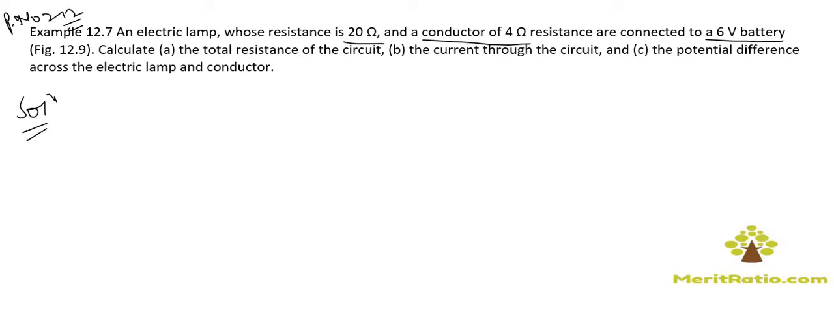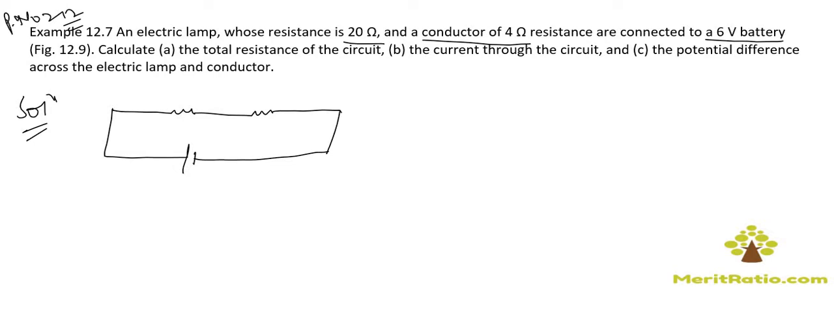So first of all, we are required to draw the diagram of the given situation. So this is our given situation. The value of R1 is 20 ohm and the value of R2 is given as 4 ohm, and the value of voltage is given as 6 volt. In part A, it is asked the total resistance of the circuit.